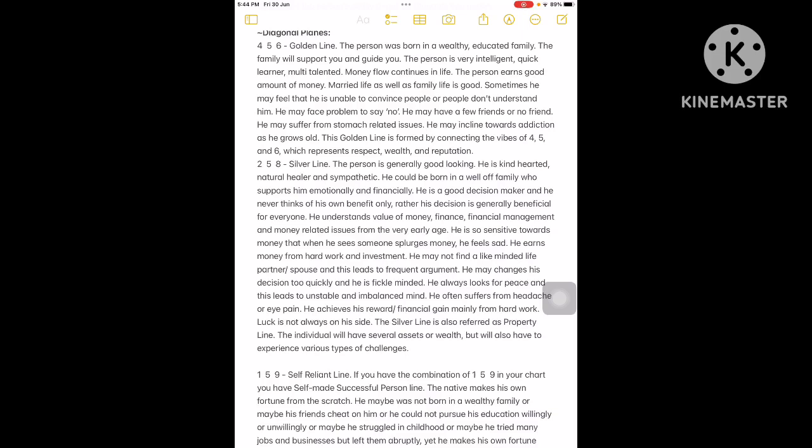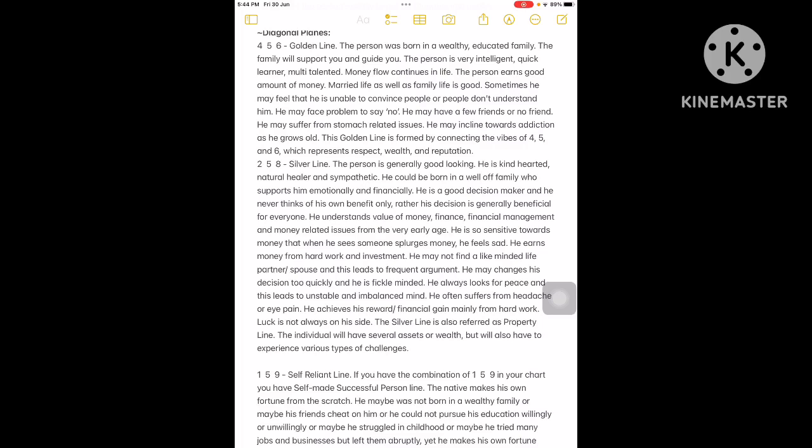He is so sensitive towards money that when he sees someone splurge money, he feels sad. He earns money from hard work and investment. He may not find a like-minded life partner, spouse, and this leads to frequent arguments. He may change his decisions too quickly and he is fickle-minded. He always looks for peace and this leads to an unstable and imbalanced mind. He often suffers from headache or eye pain.